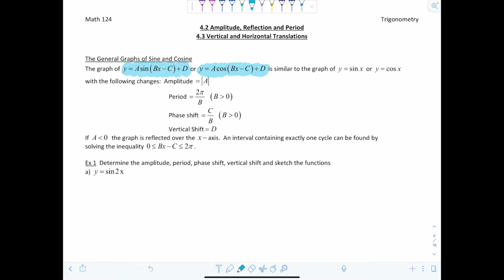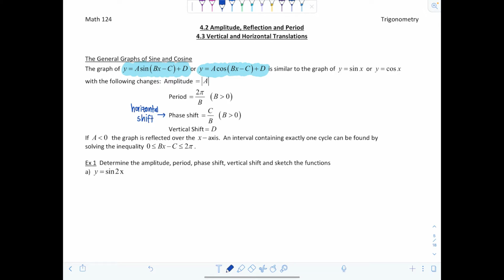So the absolute value of a, the coefficient on the outside, is equal to the amplitude. Traditionally, we know the amplitude for both sine and cosine is equal to 1. Now we're changing things up. The period is equal to 2 pi divided by b, provided b is greater than 0. If it's not, I'll show you what to do. Phase shift is a horizontal shift, and it's equal to c divided by b. We'll talk about how to find that.